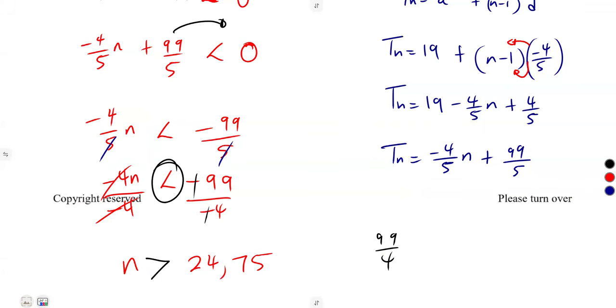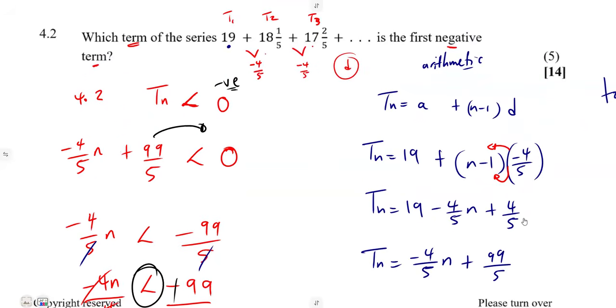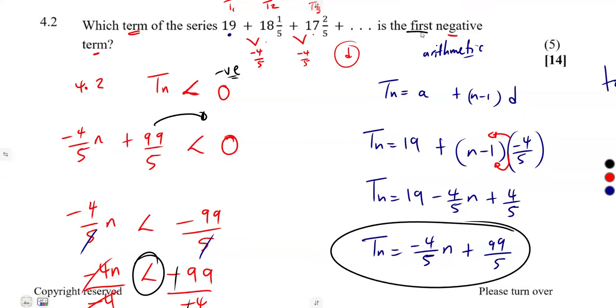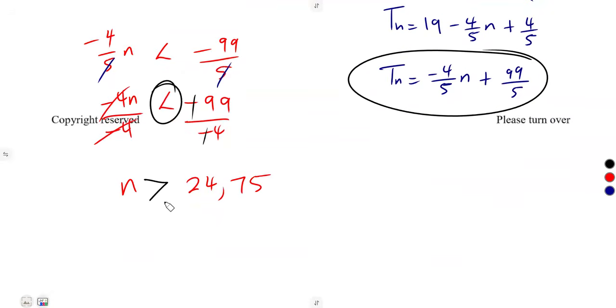24,75, like this. So if this is the concept, from what we are having to say, our Tn, this one that we had, is less than 0. So which term now is the first? Which term is the first negative? So the first negative from there, we are talking about a number. Our n is supposed to be something that is greater than 24,75.